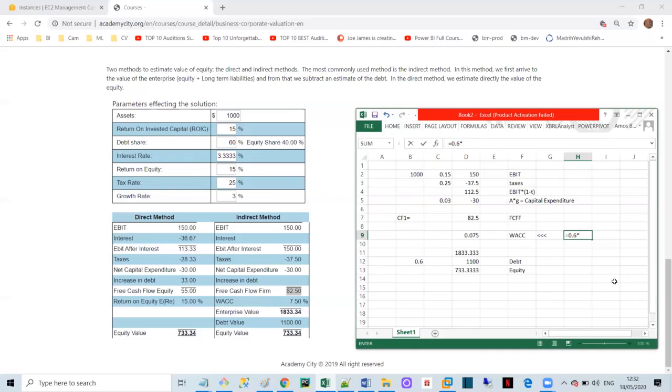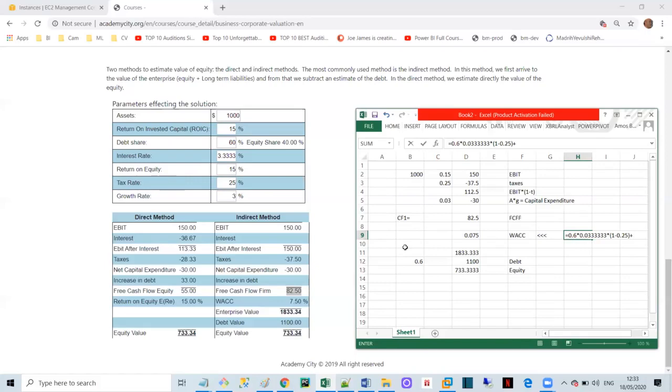3.333%. So let's just write 0.0333 few times, and all of that times 1 minus the tax rate. The tax rate is 0.25. That's the part of the debt. I repeat, 60% is the debt share, times the RD, times 1 minus T, plus RE, which is the return for the equity, which is given here as 15%.